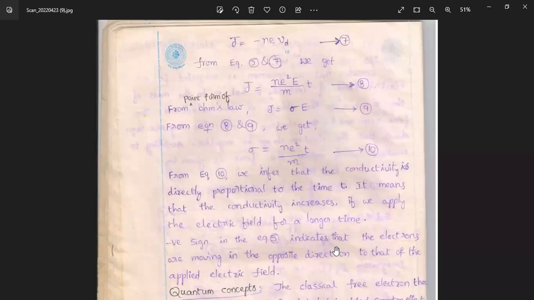From the point form of Ohm's law, J is equal to sigma E. So from equations 8 and 9, we get sigma is equal to Ne square t by m. Because J is equal to sigma E, sigma is equal to J by E. What is J? Ne square E by m into t, right? Divided by E. This 8th expression divided by E, we get this one: Ne square t by m.